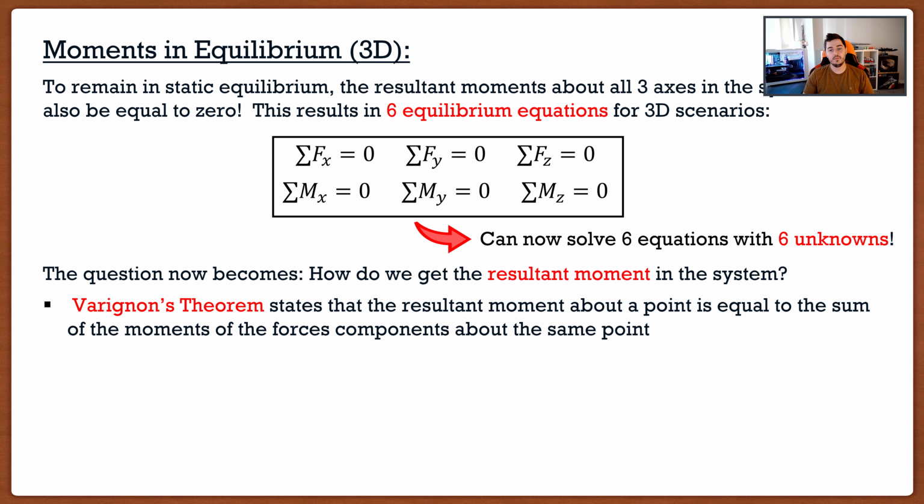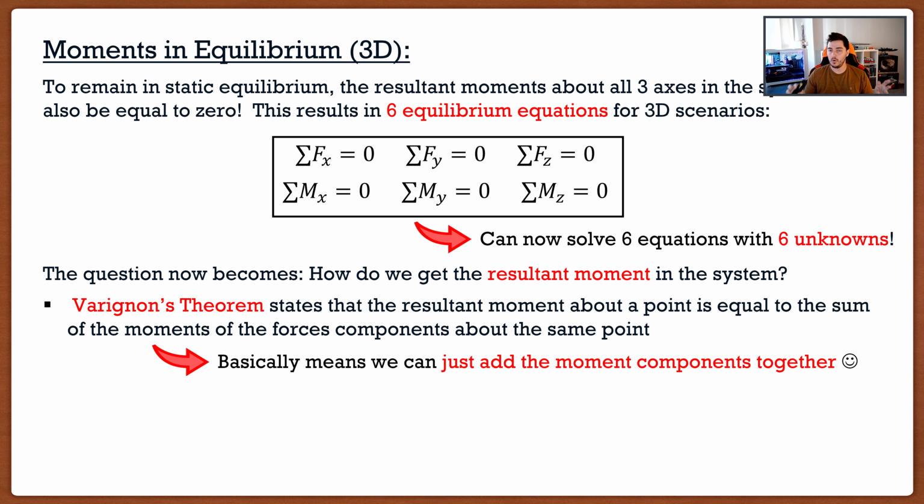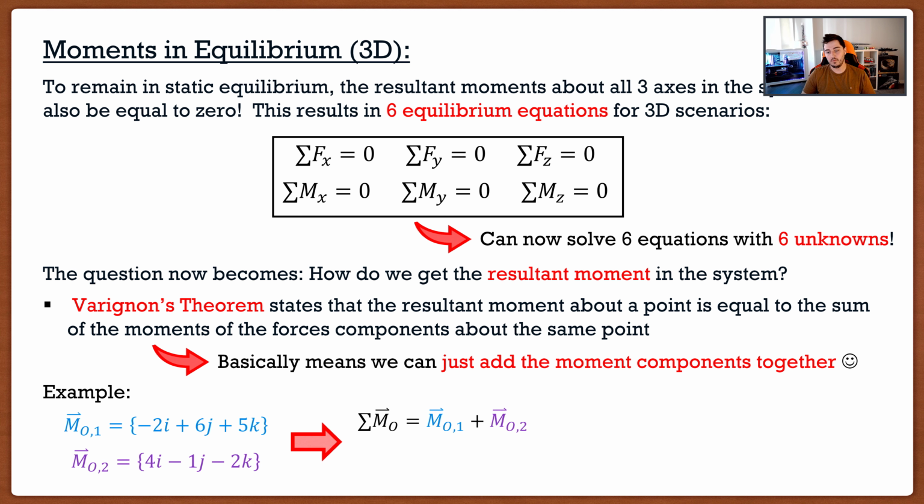This statement basically says that if we have 2 different moment vectors and we want the resultant, we can just add them together, just like force vectors. Remember, if we had 3 different force vectors and we wanted the resultant, we just added the components together. The exact same thing for moments. So if I had 2 moment vectors, M1 and M2, about the same point, and here's the key, they have to be about the same point, all I need to do to find the resultant moment is add the components.